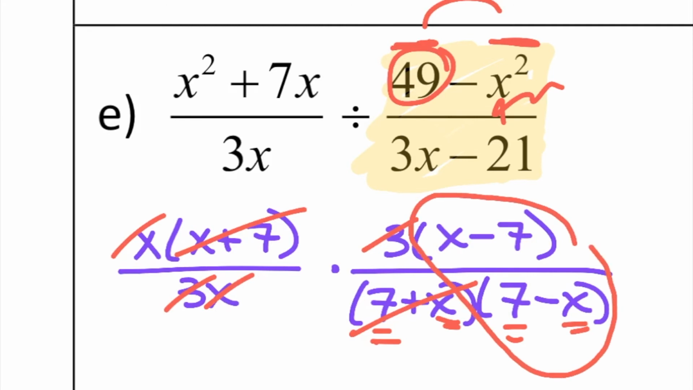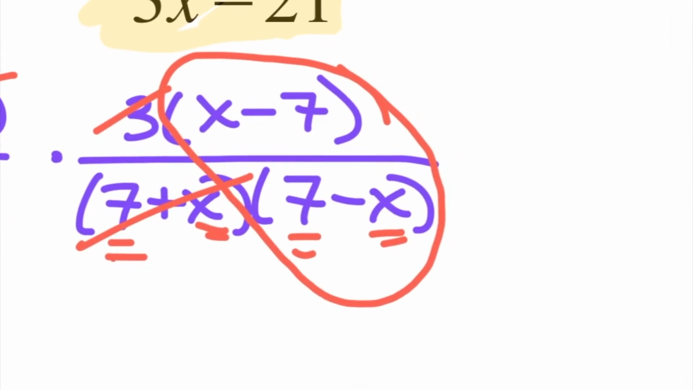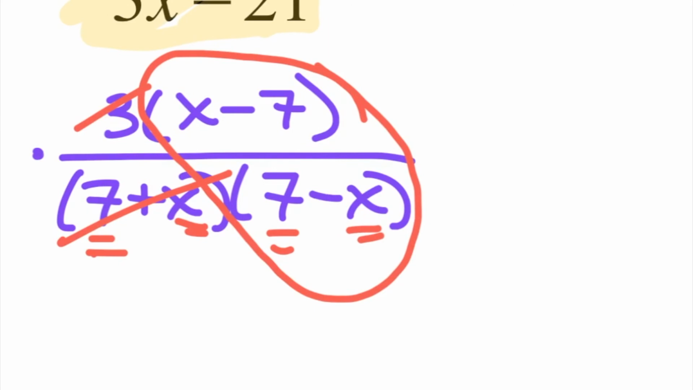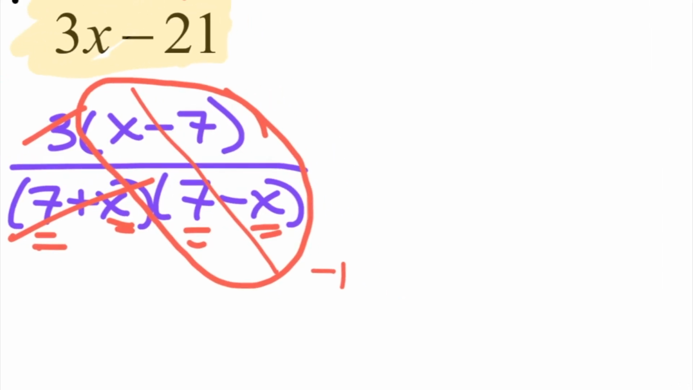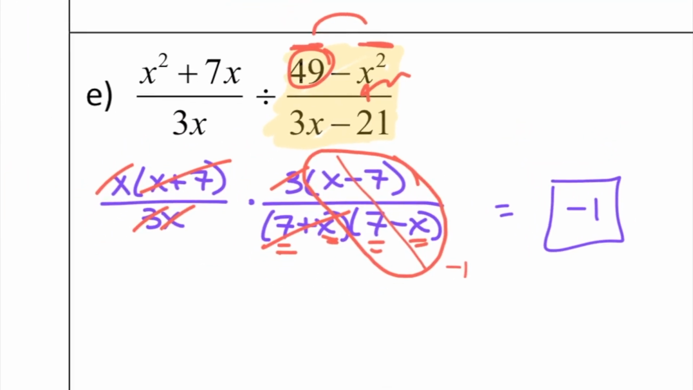And here I have x minus 7 and 7 minus x. And remember that when you have a subtraction in a numerator that's one direction and that's exactly opposite in the denominator, when you cancel those, it leaves a negative 1. And at this point, that's the only thing that you're left with, and so that whole problem just equals negative 1.